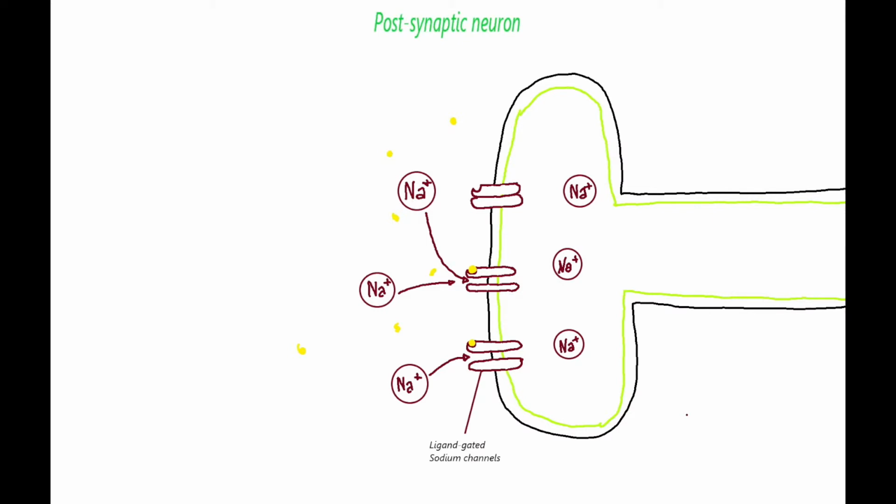The neurotransmitters that have been released into the synaptic cleft function as receptor molecules for ligand-gated sodium channels on the postsynaptic membrane. When the neurotransmitter binds to the receptor site, the channels open and Na+ ions present in the synaptic cleft move into the postsynaptic neuron, depolarizing it. This is where the action potential is transferred from one neuron to another. This is also referred to as excitatory postsynaptic potential.